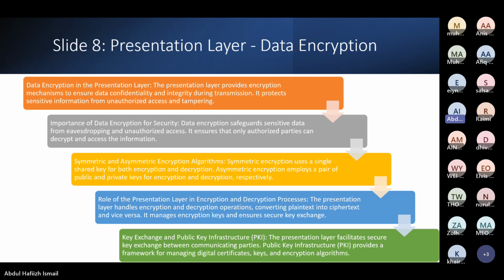So, asymmetric encryption, also known as public key encryption, employs a pair of keys: a public key for encryption and a private key for decryption. The public key can be freely distributed while the private key is kept secret.